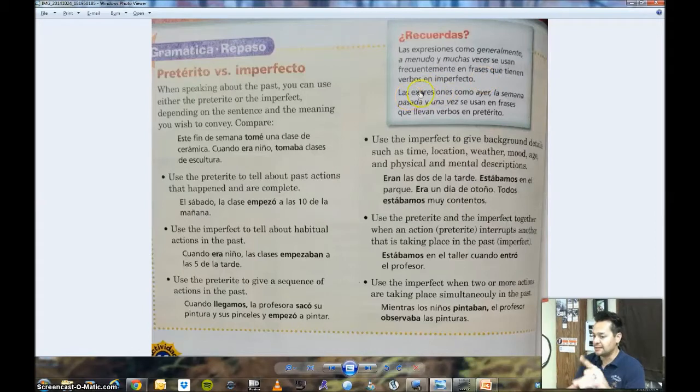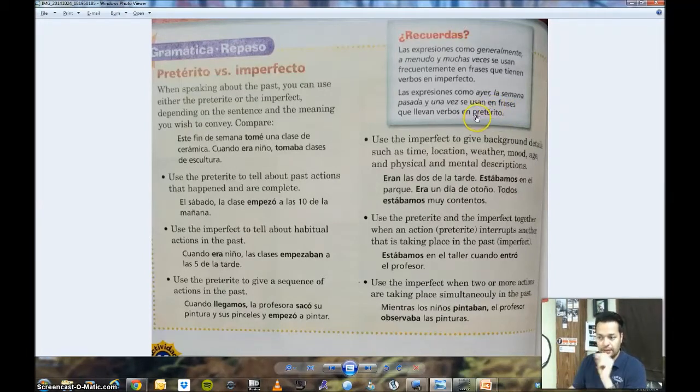Take a look at the second sentence. Las expresiones como ayer, la semana pasada y una vez se usan en frases que llevan verbos en el pretérito. Let me translate. Once again, if you're using expressions such as ayer, which means yesterday, la semana pasada, which means last week, and una vez, one time, those are dead giveaways. Dead giveaways that your phrases or sentences will be in the preterite tense.